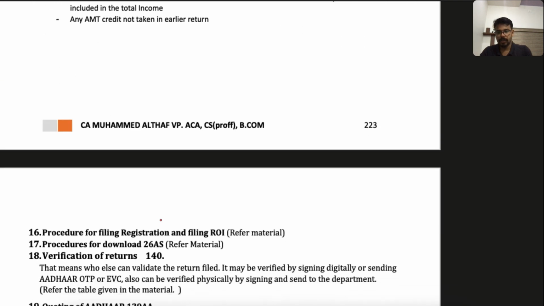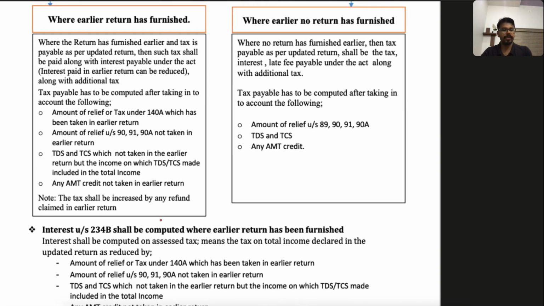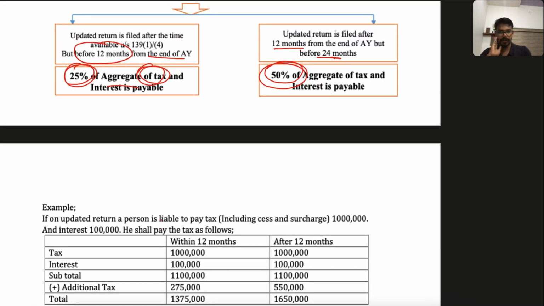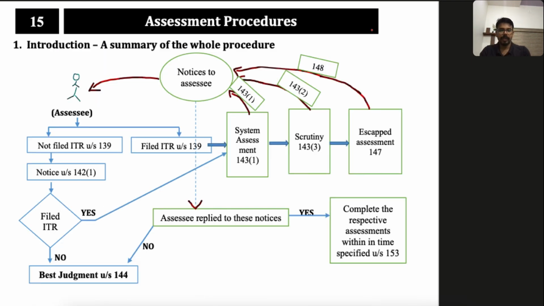So that is the updated return things, okay. Updated return, you have to go through that. In case of assessment procedures, we have small amendments, okay. Let's see. Before that, let me give you a simple idea on the assessment procedure.